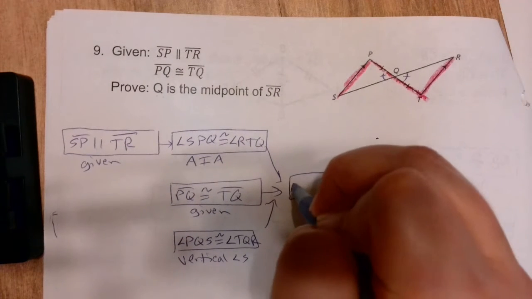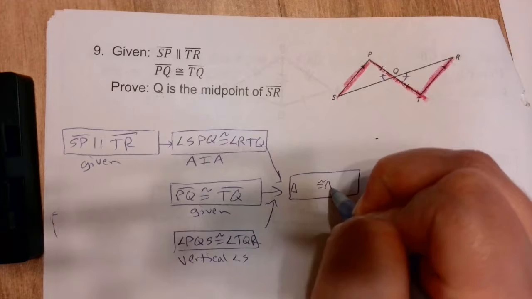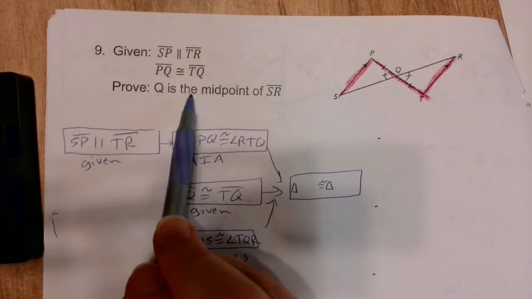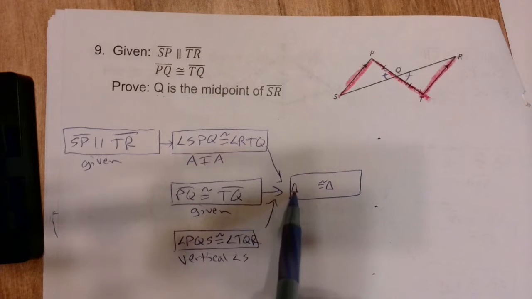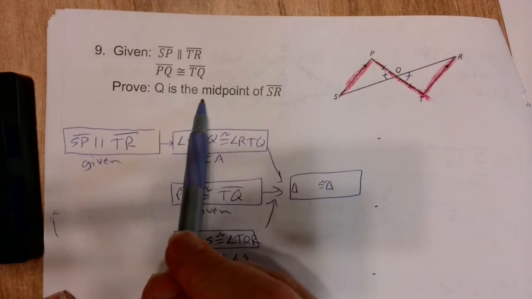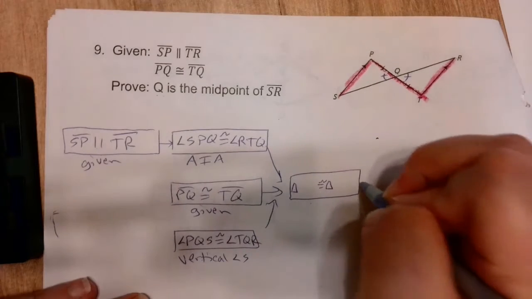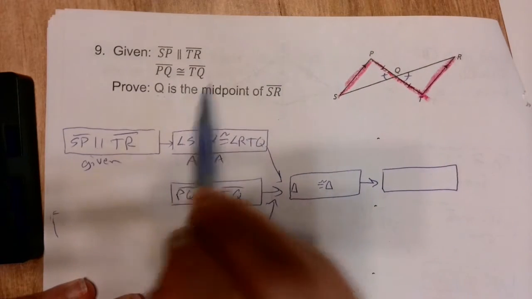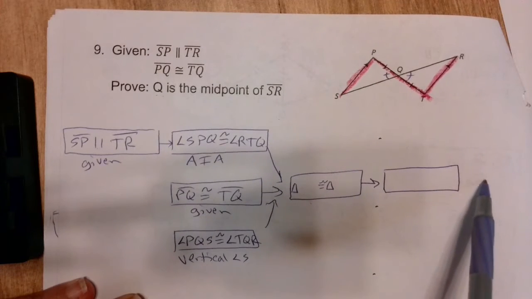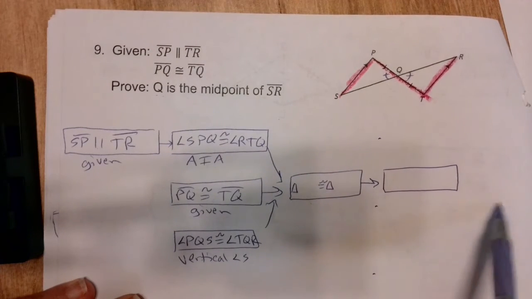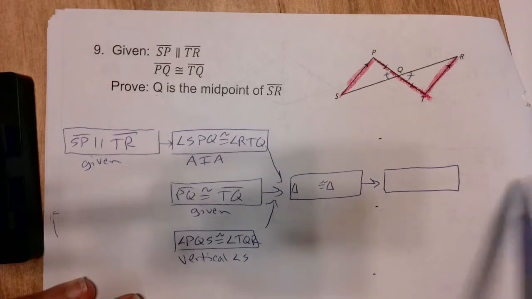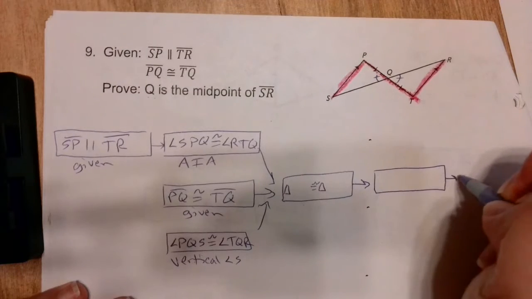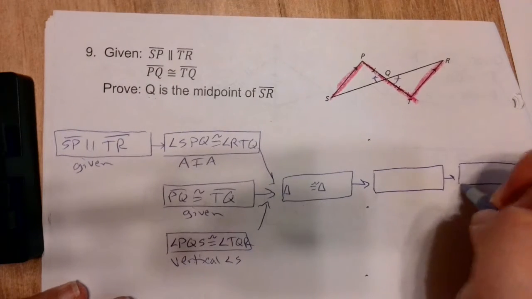Alright, this box has to be two triangles. This says Q is the midpoint. So can this go here? No, because this has to be two triangles and that does not say anything about triangles. So we need another box. Does this go here or is there a third box? Remember, the third box here at the end will talk about midpoint or bisect. Does this talk about midpoint or bisect? Yes, it does. So there's one more box.